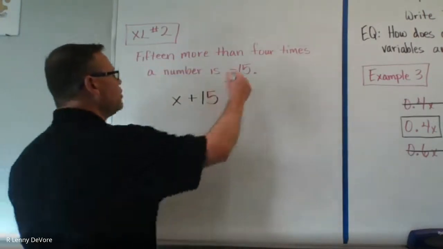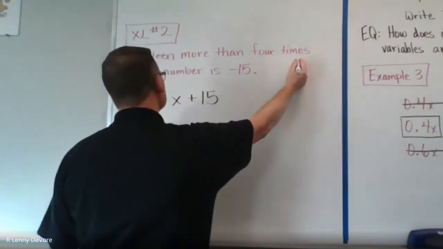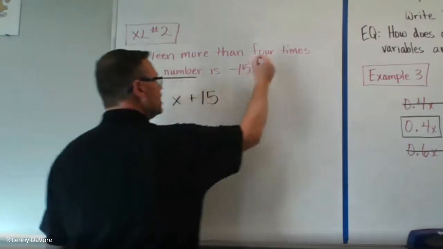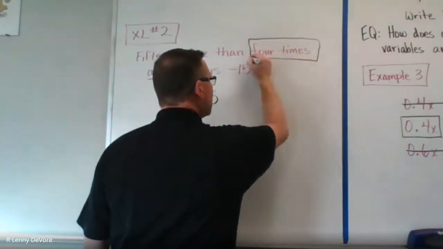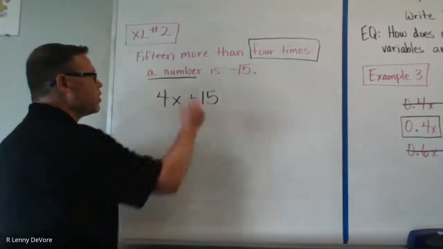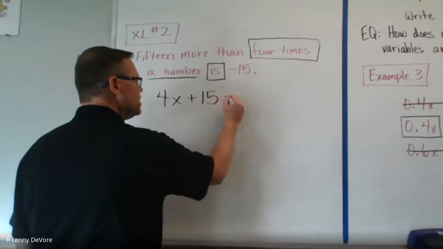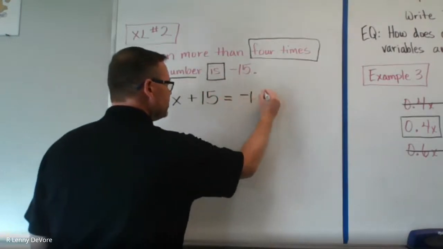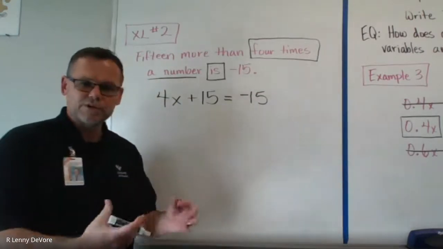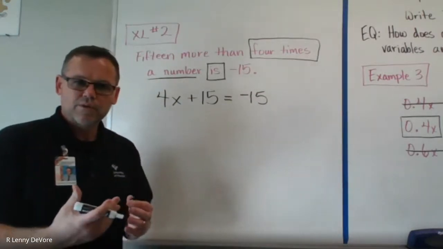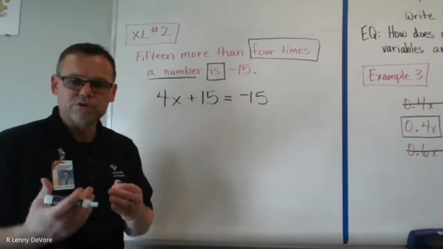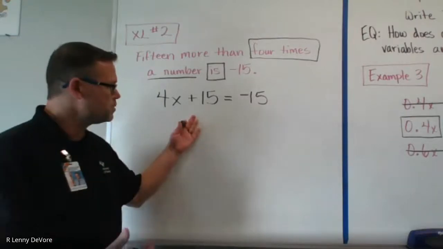We also know that it's 4 times a number. In other words, a number is X. It's 4 times X. 4 times X. Remember, is means equals, and then negative 15. Okay, we put these into these terms, guys, because we need to learn to take common language and put it into an equation, because we will speak in common language. We're not going to speak like this.